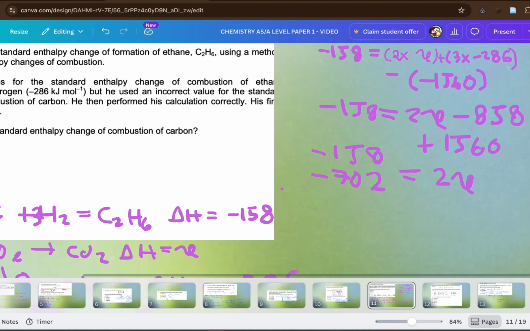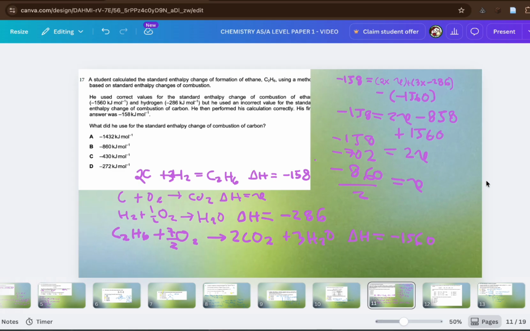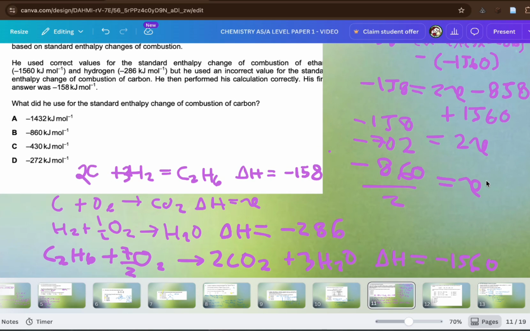Negative 158 minus 702 equals negative 860 divided by 2. Right? Negative 860 divided by 2, which results in negative 430, giving us the answer of C.